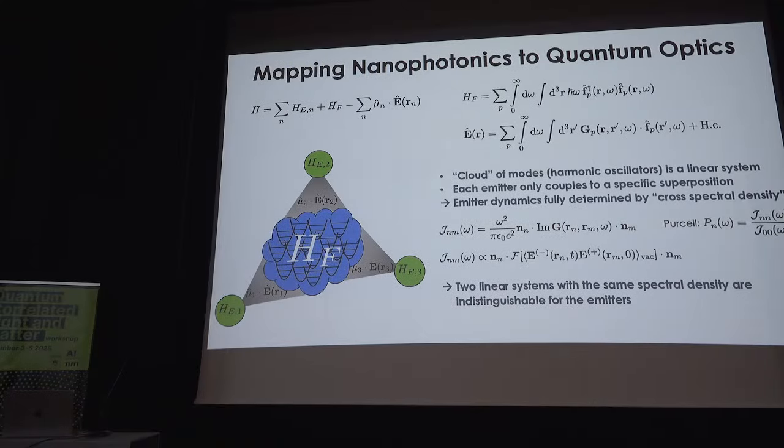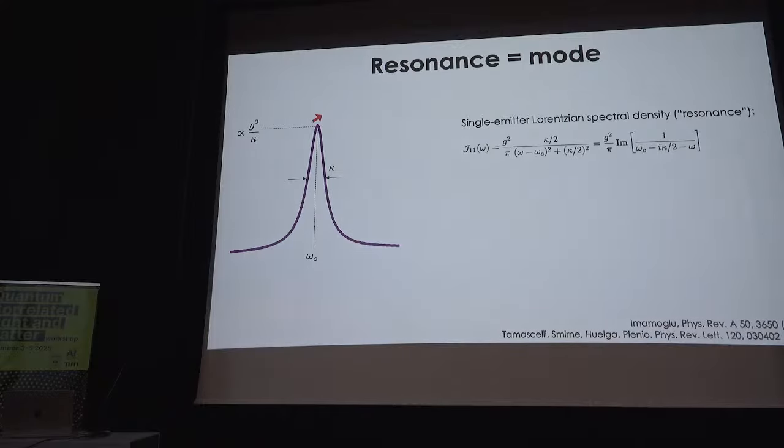And the nice thing is now that any two linear systems with the same spectral density are completely indistinguishable. So this is the idea that we want for the emitters. We take this cloud of harmonic oscillators and we want to replace it by something much simpler, with the same response. There are general concepts that are very useful to understand how we can do this.